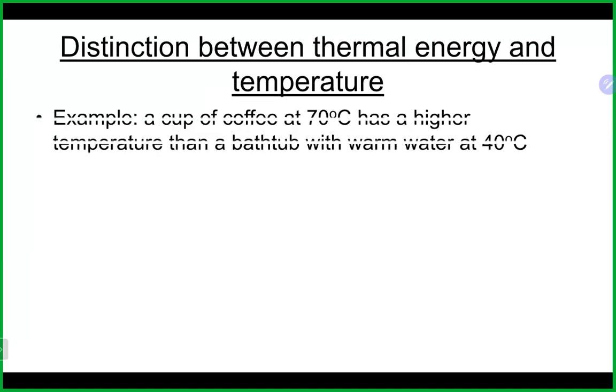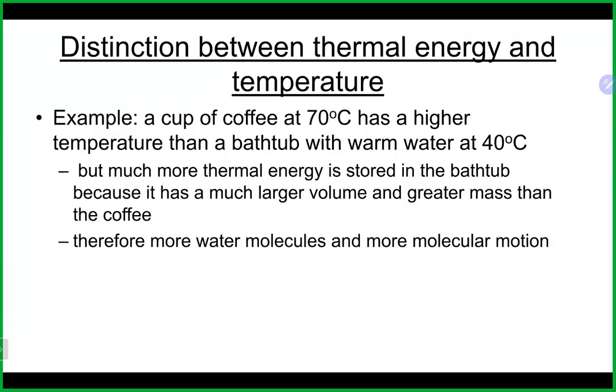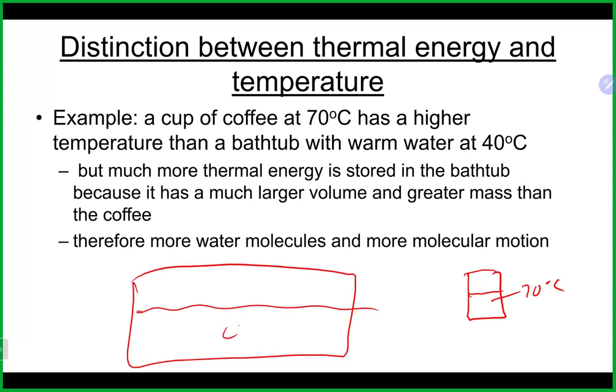So for example, if we had a cup of coffee at 70 degrees Celsius, and we had a bathtub of water at 40 degrees Celsius, it is the bathtub of water that actually has more thermal energy than the cup of coffee, obviously. And that's because in a bathtub, there are a lot more water molecules than in a cup of coffee, right? There are a lot fewer water molecules in there. A lot more water molecules in the bathtub, a lot more thermal energy.